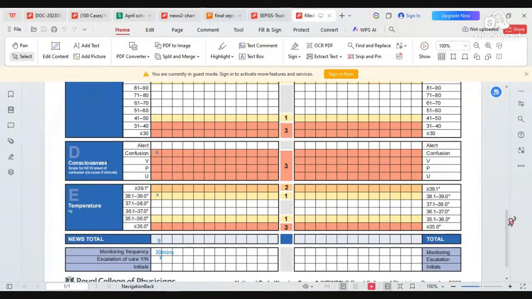Now, if you total all the scores we had 0 for respiratory, 1 for oxygen saturation, 0 for the fact that the patient is on room air, then 3 for her systolic blood pressure, 1 for her heart rate, and 3 for her consciousness level, 1 for her temperature. All of this summed up together gave 9. So you put your NEWS total here as 9. Do you need to escalate this? I said yes, and I'll show you why I said yes.